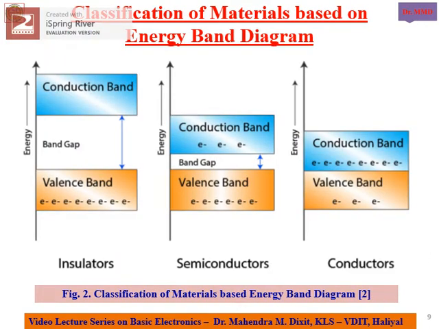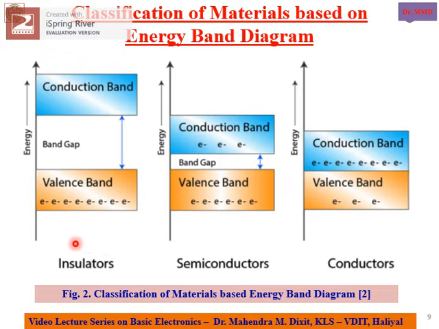The next aspect in our lecture is the classification of materials based on the energy band diagram. The classification of materials is basically done in three categories. The first category is insulators, the second category is semiconductors, and the third category is conductors. The figure illustrated here, which shows the classification of materials, is taken from reference number 2.